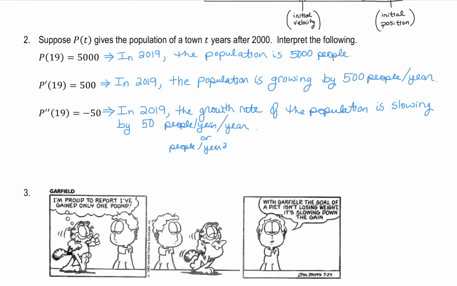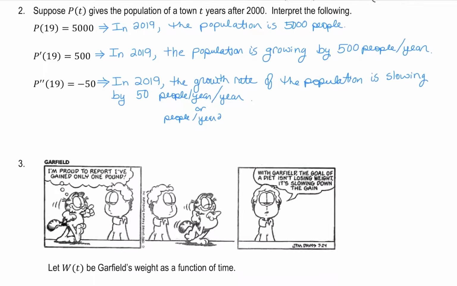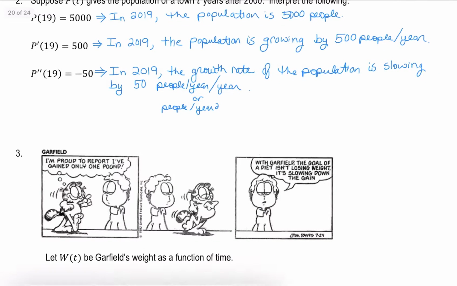And so the punchline says, with Garfield, the goal of the diet isn't losing weight, it's slowing down the gain. So before we get into what I'm going to ask us to fill in here, let's first just think about what a sample graph of this function might look like.